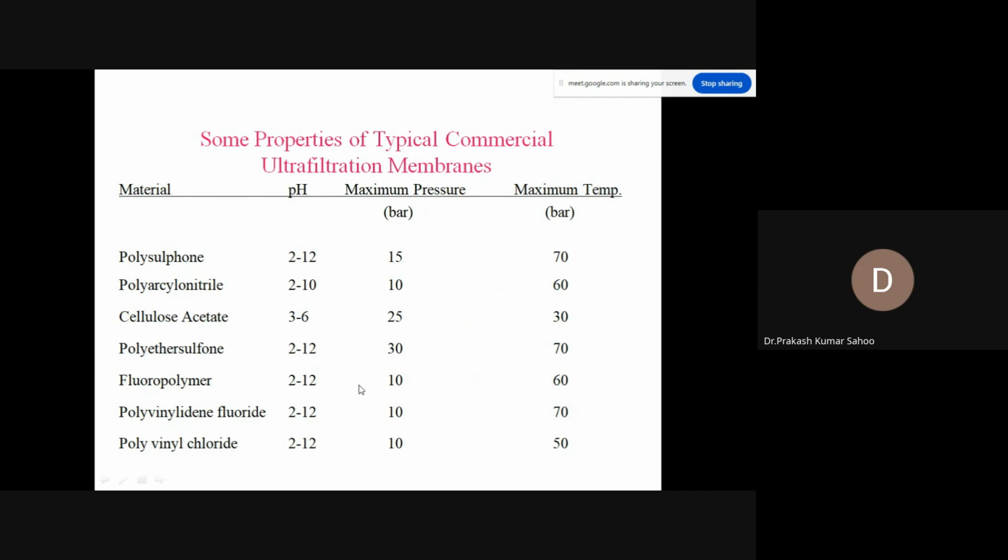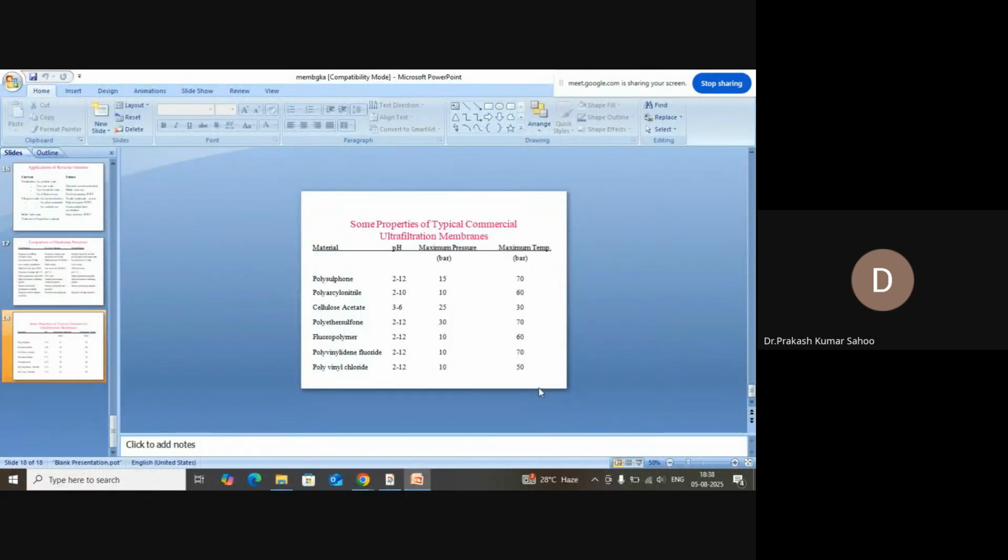Polyether sulfone: pH 2 to 12, 30 bar pressure and temperature 70 degrees centigrade. Fluoropolymer: pH 2 to 12, 10 bar pressure and 60 degrees centigrade maximum. Polyvinylidene chloride: pH 2 to 12, 10 bar pressure and 70 degrees centigrade. Polyvinyl chloride: pH 2 to 12, 10 bar maximum pressure and 50 degrees maximum temperature. So this is all about your membrane separation.